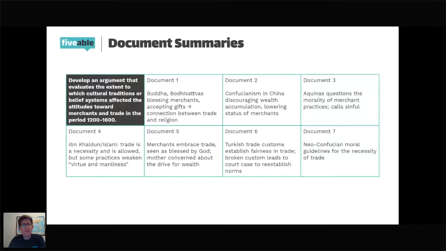So what you have with document one is an image. It's a picture of the Buddha and Bodhisattvas blessing merchants. So these merchants are bringing gifts and the Buddha and Bodhisattvas are accepting these gifts as sort of perhaps a religious tribute. Now, I probably would bring in some information I know about this. What do I know about the spread of Buddhism? If you look at the sourcing information for each of these documents, it gives you a general year, a little bit of background on the source. This was from around the year 800.